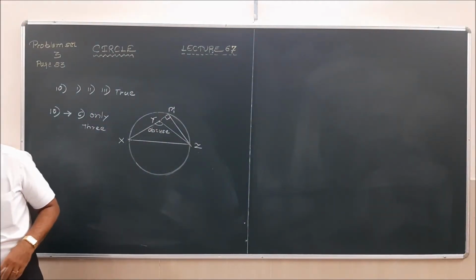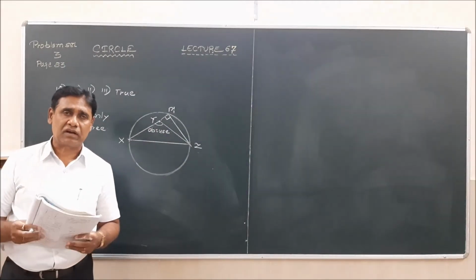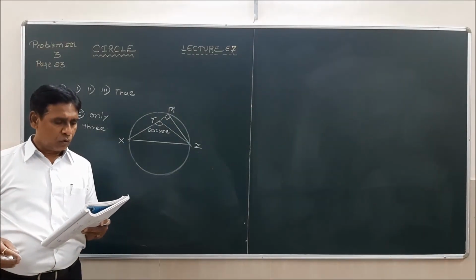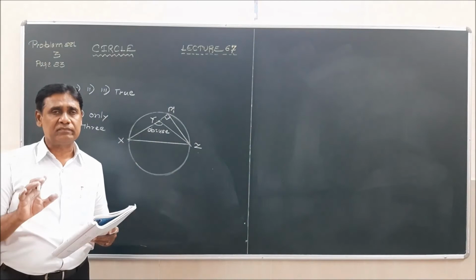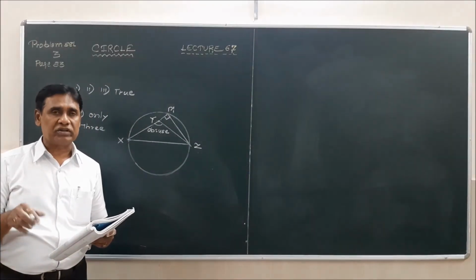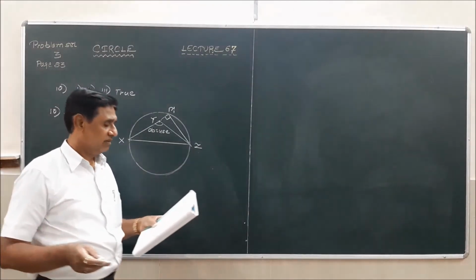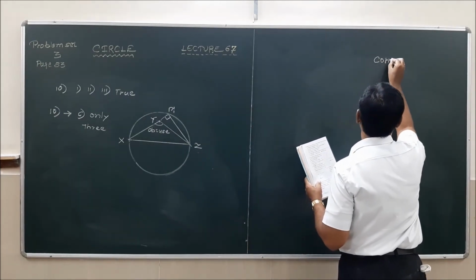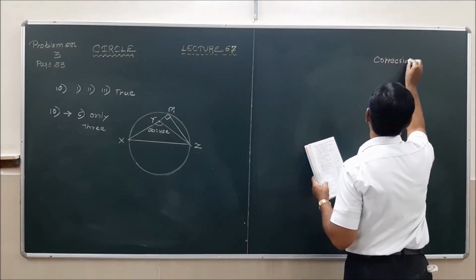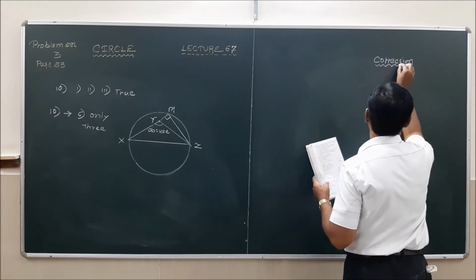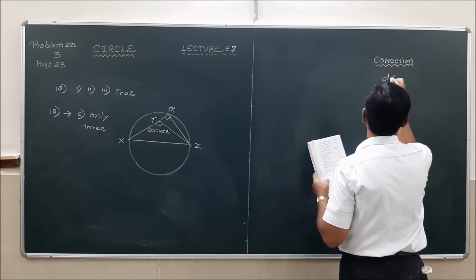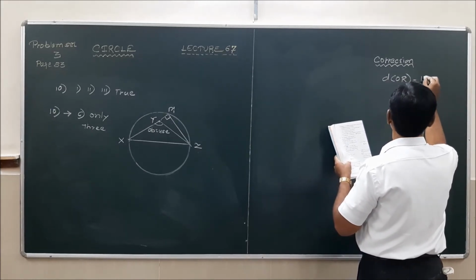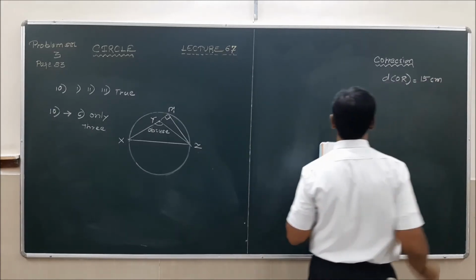Question number 2. Please make a correction over here. Please do a correction that OR is 15. Please make a correction in the third point: OR is equal to 15. Distance OR is equal to 15 centimeter. Please try to understand.